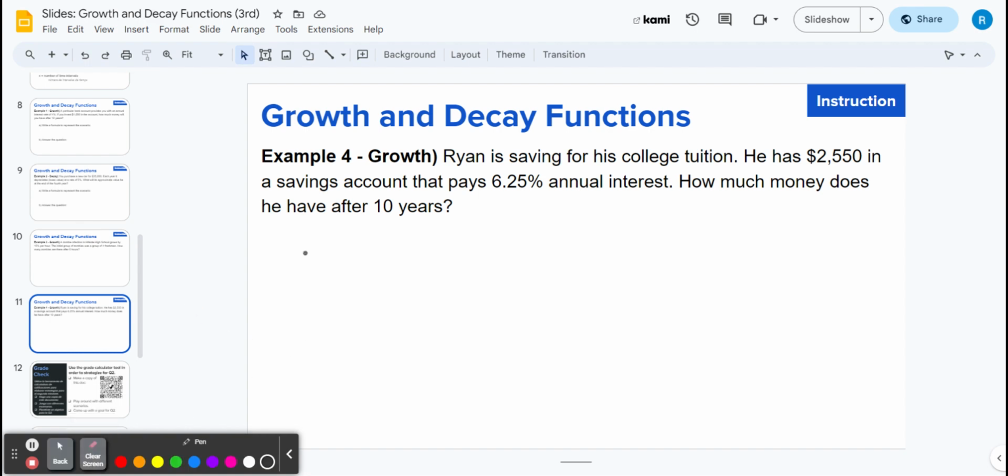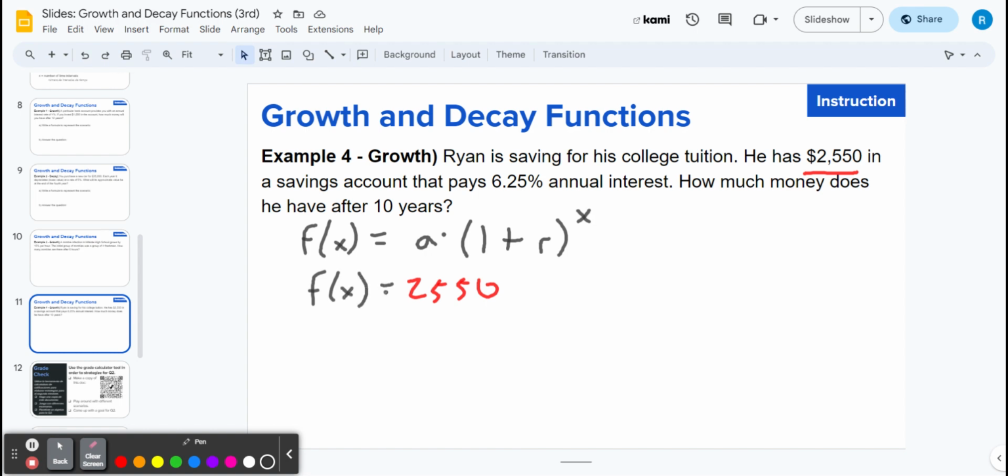Let's use our growth formula. F of x equals that initial amount times 1 plus r to the x. We can start swapping stuff out. We know initial is 2550, so let's start writing that in. F of x equals 2550 times 1 plus something to the x power.